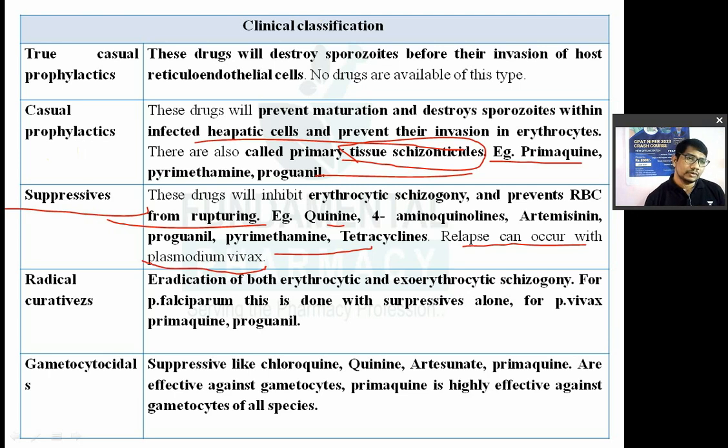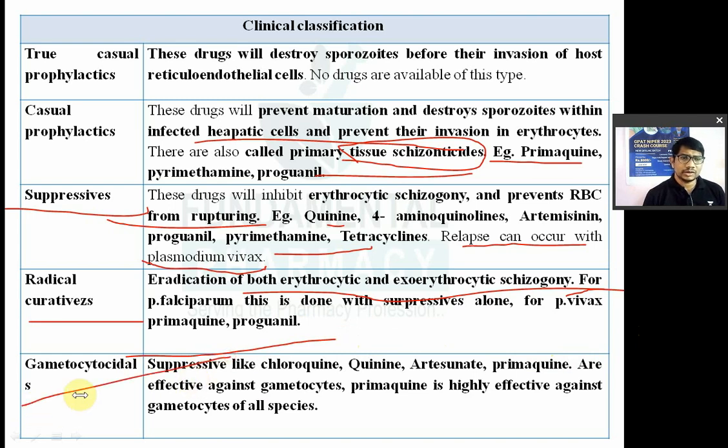Now radical curatives. Radical curatives are drugs which destroy the parasites in the pre-erythrocytic stage as well as the exoerythrocytic stage, in both the tissue and erythrocytic stages. For example, primaquine alone is used in case of Plasmodium falciparum, and in case of Plasmodium vivax, primaquine and proguanil are the radical curatives.